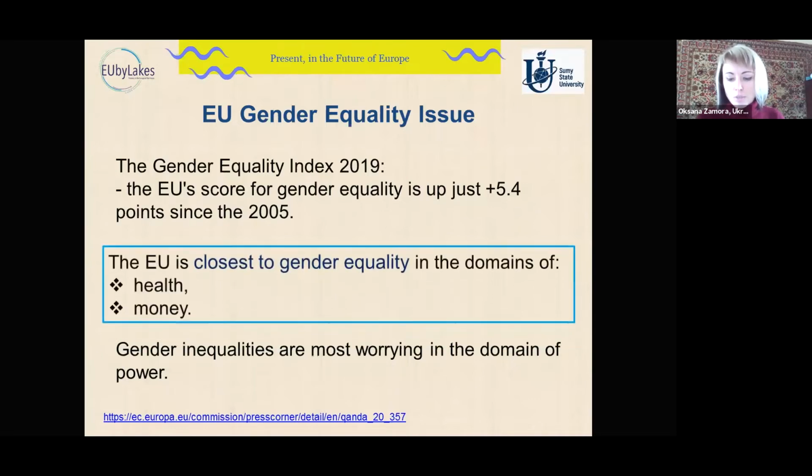So for now, the European Union is closest to gender equality in the domains of health. It's 88 points out of 100, and money, it's 80 points, while gender inequalities are most worrying in the domains of power, where it's only 51 points.